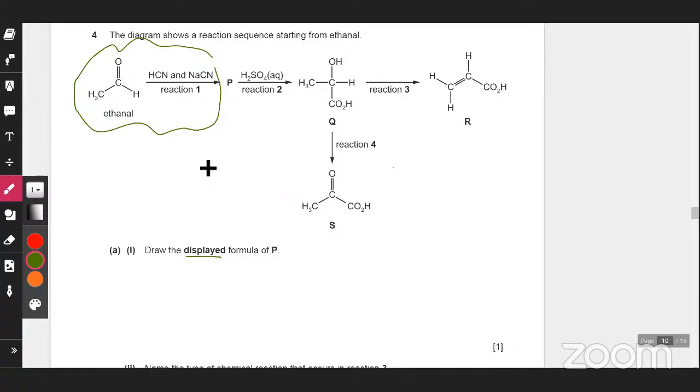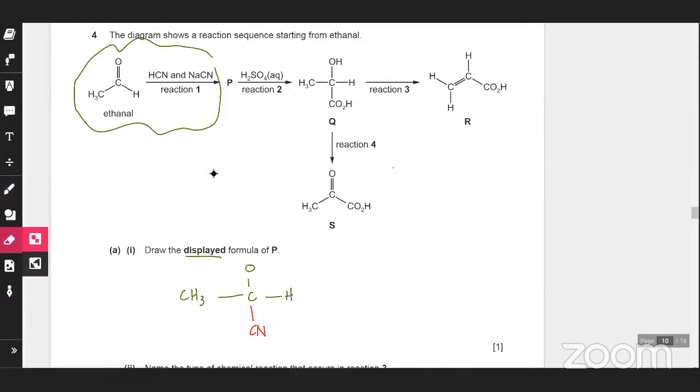So I'm just going to do this over here. The molecule is CH3, there is a double bond to O, and there is H, right? So what's happening? CN is coming in over here. It's attaching to the carbon in the middle. The double bond goes away, and it changes into OH.